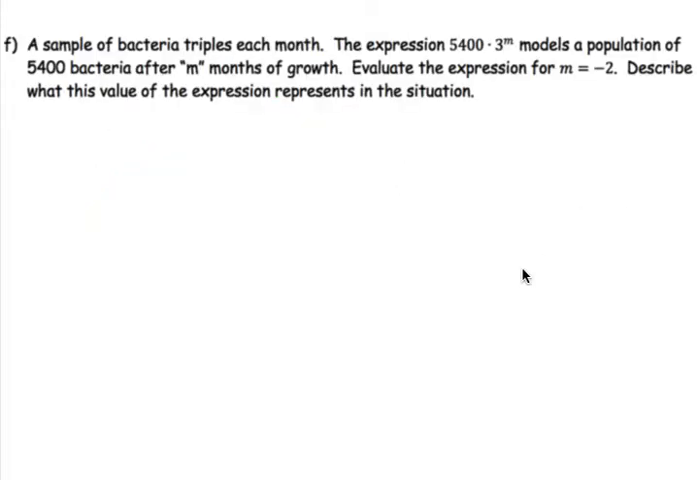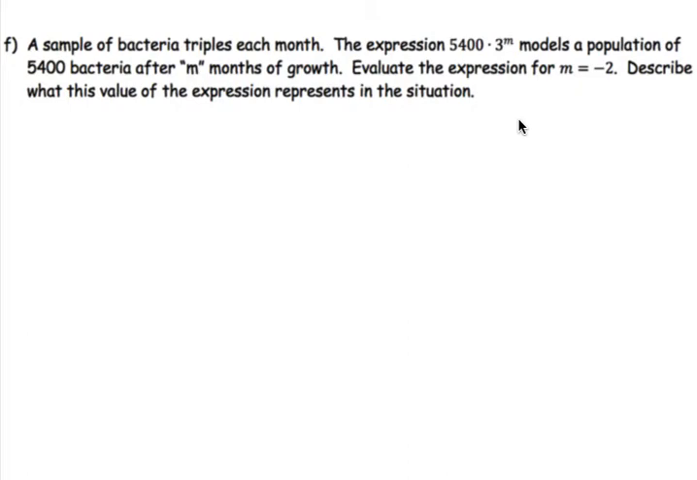All right, we got one more problem here. A sample of bacteria triples each month. Okay, so this is the expression right here, 5,400 times 3 to the m. This is going to model the population, so we're starting out with 5,400 bacteria. After however many months, we're going to represent that with m. Evaluate the expression for m equals negative 2, and describe what value of the expression represents the situation.